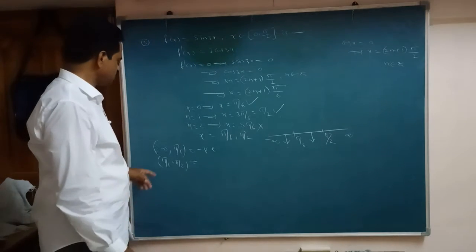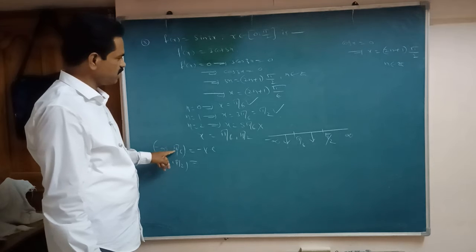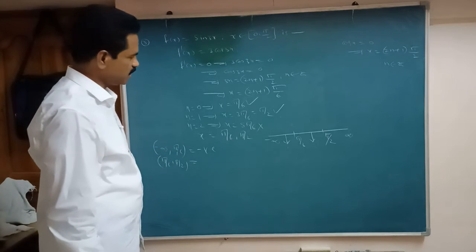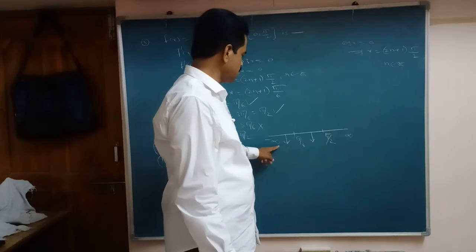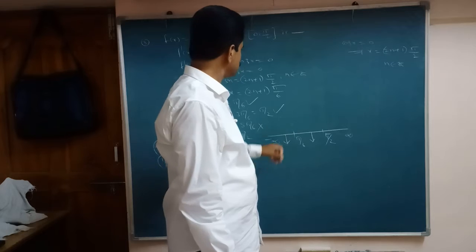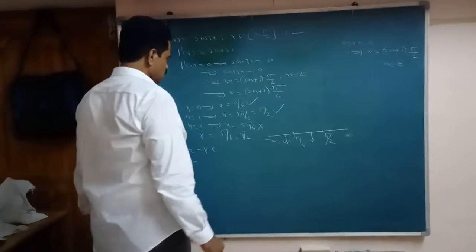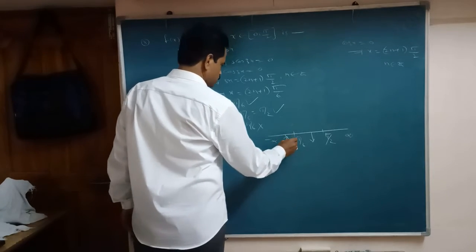So first we take minus infinity to pi by 6. How much is it here? This is 30 degrees, so take a value below 30. Suppose you take 0, cos 0 is 1. It is positive. Next.